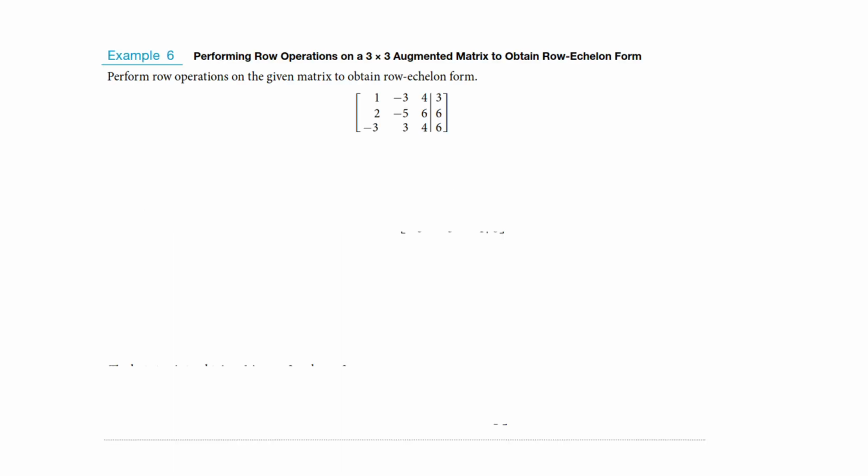All right, we're going to continue with those ideas of augmented matrices and trying to use Gaussian elimination, but we're going to step it up here to a 3 by 3 matrix. So let's take a look at this. All the same principles apply.